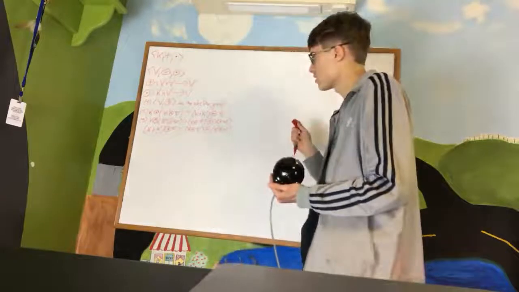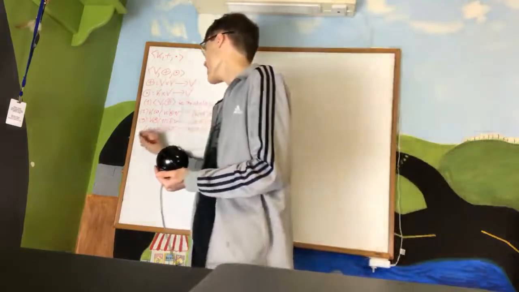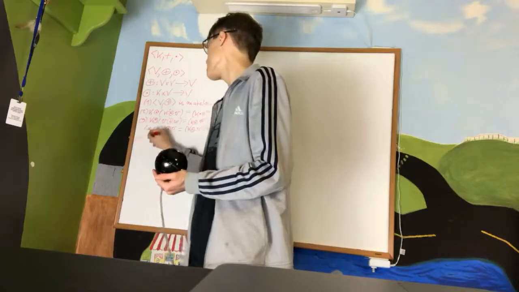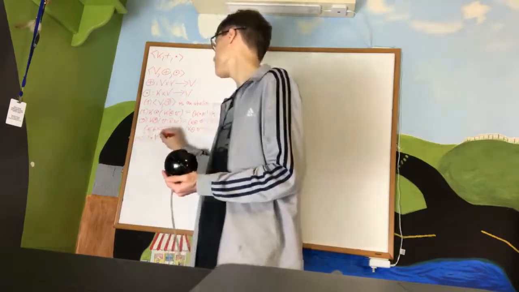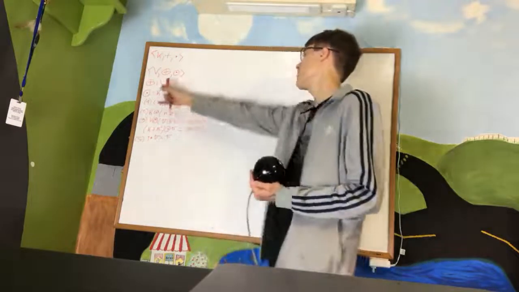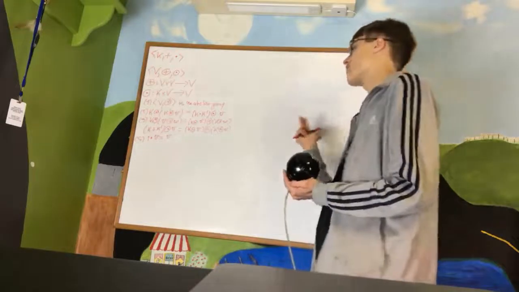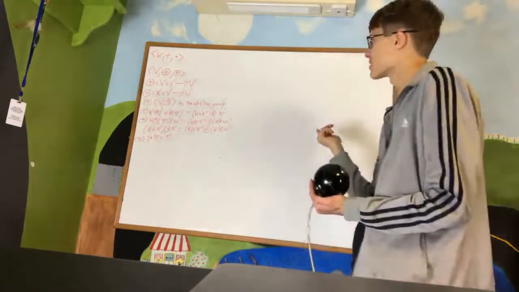I think that's it. Oh no, there's one more. And the last property is that 1 scalar multiply V is equal to V for every single element of the vector space V. These are the axioms for a vector space over a field K.